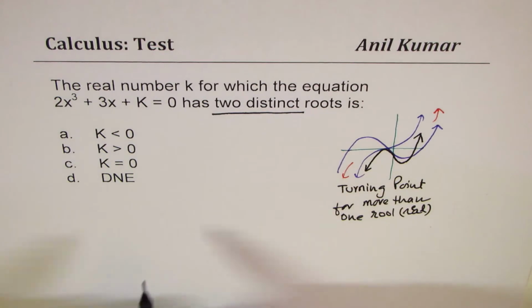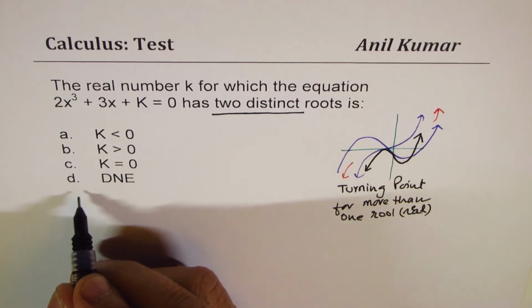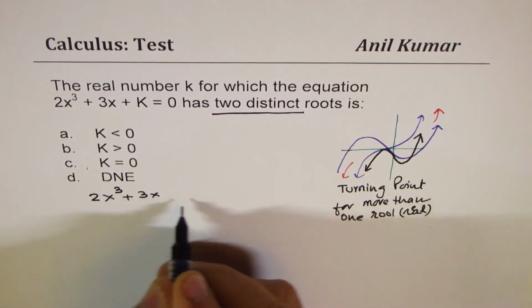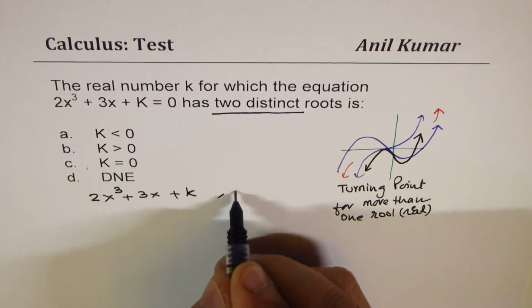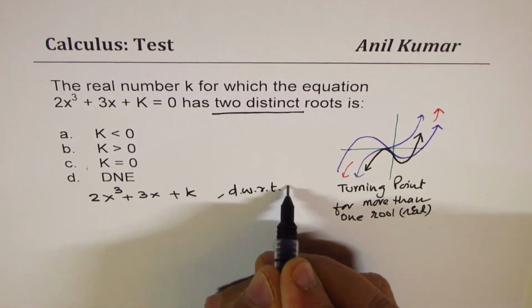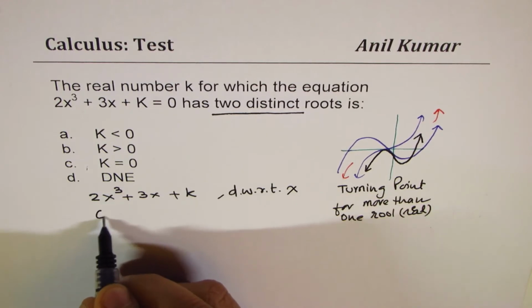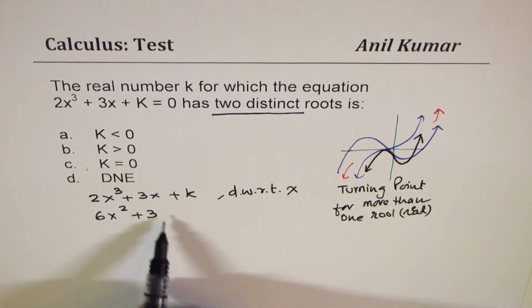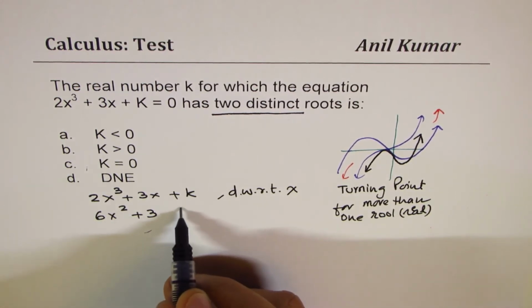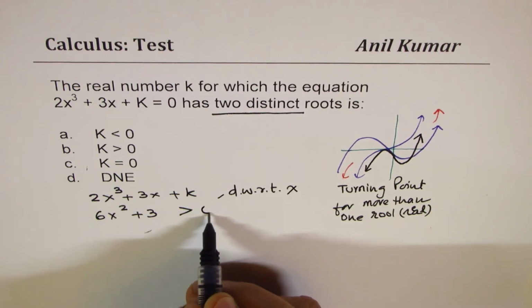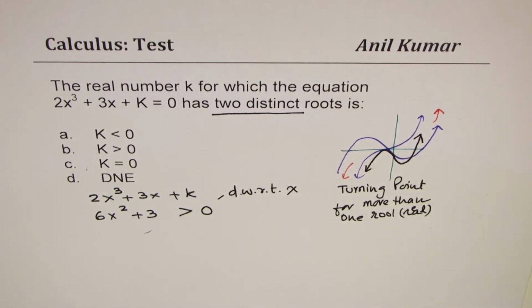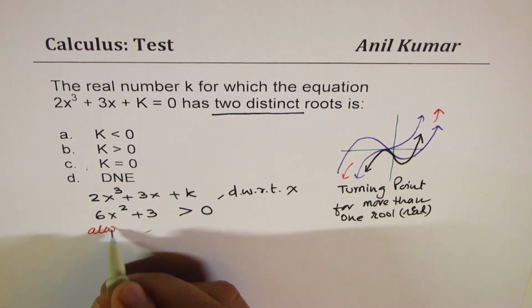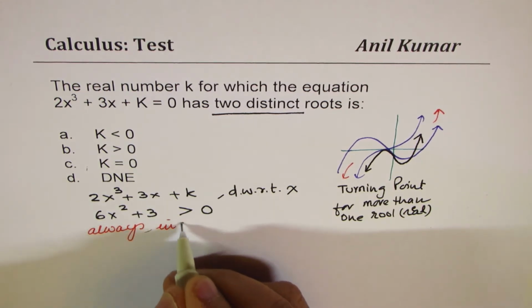Well, let's take the derivative of this function. So what we have is 2x cubed plus 3x plus k. Now if I differentiate with respect to x, what do I get? I get 6x squared plus 3. Now for any value of x, 6x squared plus 3 is always greater than 0, right? Greater than 0 means what? Greater than 0 means always increasing.